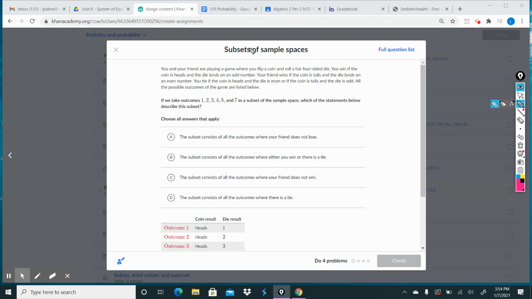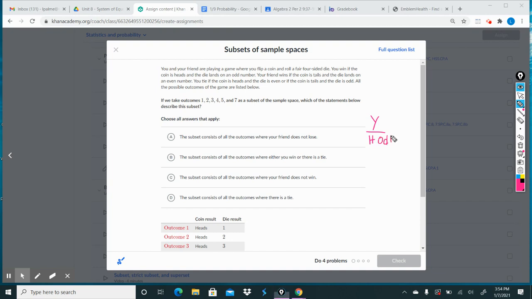Okay, in this video, we're talking about subsets of sample spaces. So I'm going to go over a couple problems because that's the best way of understanding this as we go through, okay? You and your friend are playing a game where you flip a coin and roll a fair four-sided die. You win if the coin is on heads and lands on an odd number. So heads and odd.